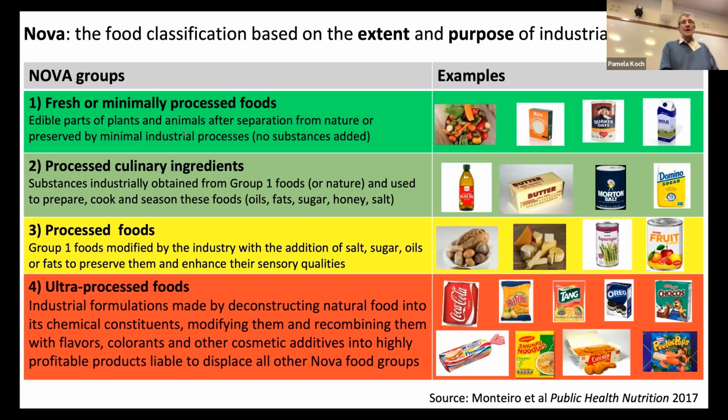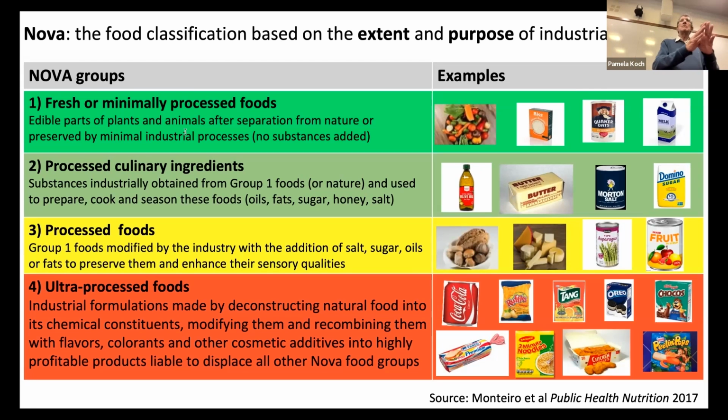The third group are traditional processed foods, things that we have known for millennia, like bread, like cheese. The industry makes these products essentially by combining group 1 foods with one substance that belongs to group 2, a substance that you have at home in your kitchen, right? So if you have a food like cheese or milk, and then you have salt, or fruits in syrup, you have the fruit and sugar. So in theory, you could do it at home, right?